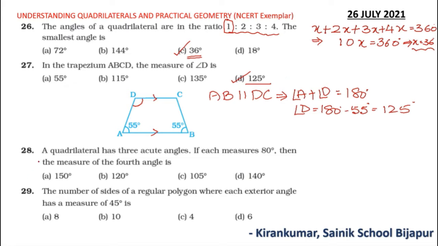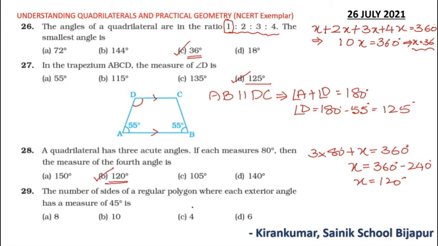Question number 28. A quadrilateral has three acute angles. If each measures 80 degree, the measure of the fourth angle is. Here, three of the angles are 80 degree. So 3 times 80 degree plus the unknown angle, I'll take it as x, is equal to 360 degree because of the angle sum property. So we get x as 360 degree minus 240. This will be equal to 120 degree. So option B, 120 degree is the right answer.